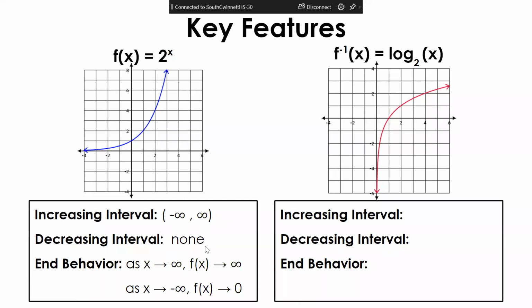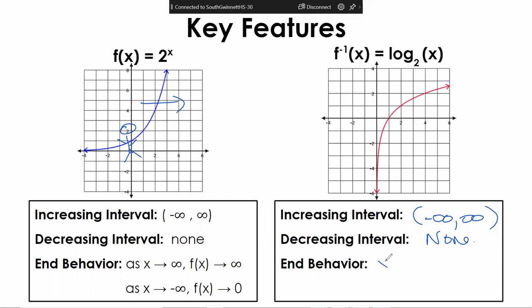We see that. Now in behavior, remember, in behavior is when you stand at 0, 0 and you look to the right, what's happening to our y values? They're going up. As we look to the left, our y values are going to 0. On the next one, it is also increasing. It's not decreasing. And the behavior kind of flipped.